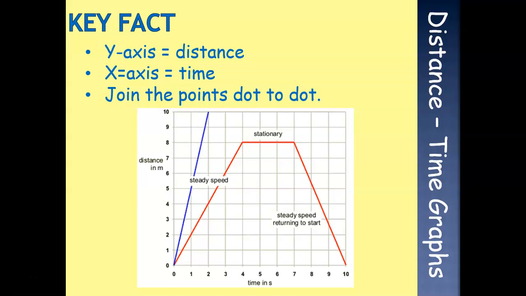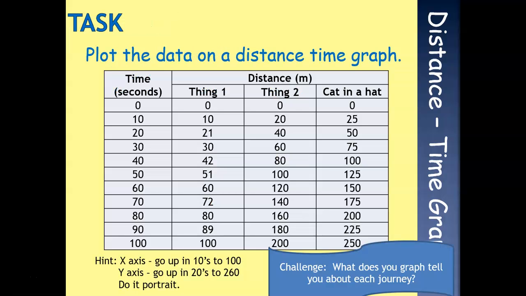Okay, if you grab your graph paper and your ruler, there are 3 sets of data here for you to plot. I'd like you to plot all this data on the same graph, please. So your x-axis needs to go up to 100, your y-axis needs to go up to 260. Okay, if you could pause the video whilst you attempt those graphs.